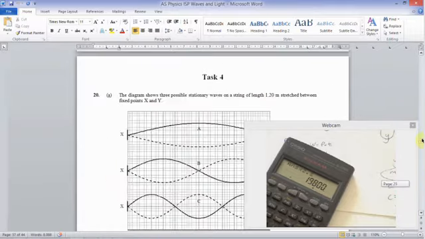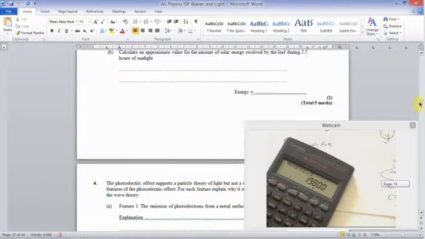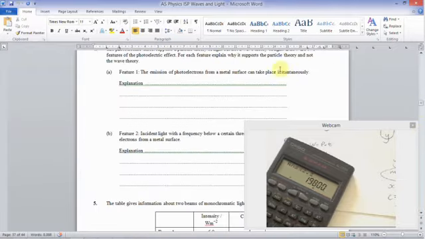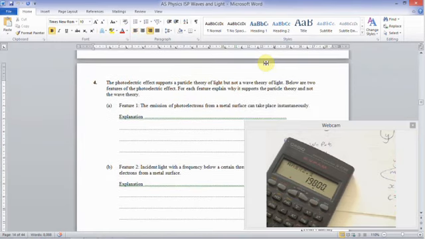Okay, so question 4. Question 4 asks about the photoelectric effect. So plenty of these questions in there. We know it comes up often. So the photoelectric effect supports the particle theory of light, but not the wave theory. Below are 2 features of the photoelectric effect for you to explain why it supports particle theory and not the wave theory. Emission of photoelectrons from the surface of a metal takes place instantaneously.